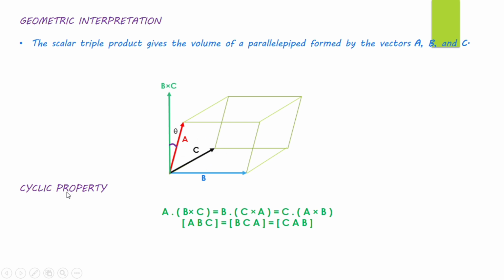Now scalar triple product has the cyclic property: A dot B cross C equals B dot C cross A equals C dot A cross B, which is equal to box ABC equals box BCA equals box CAB.